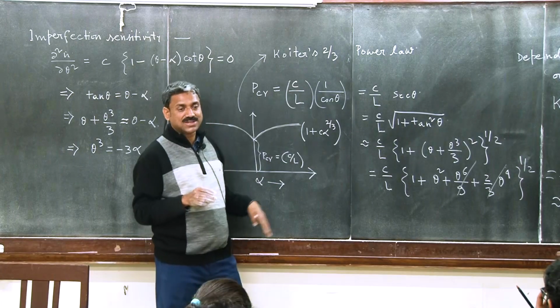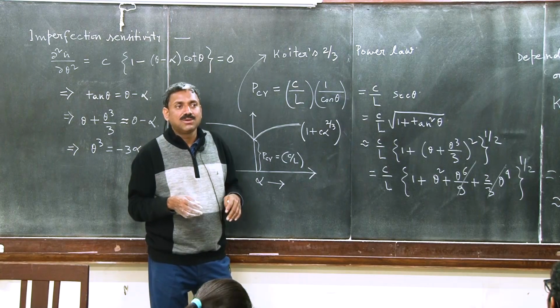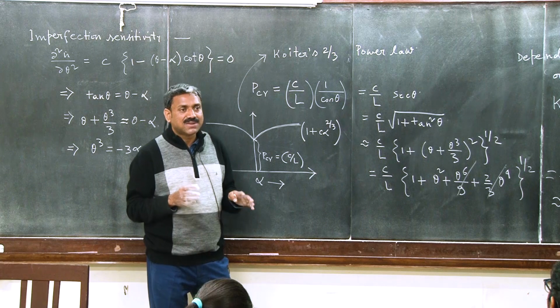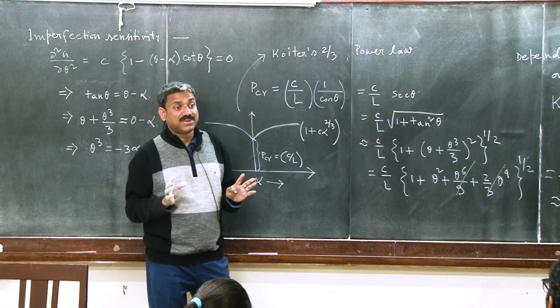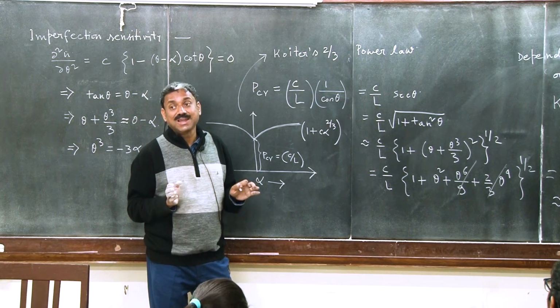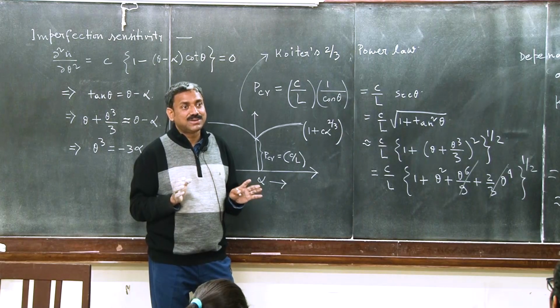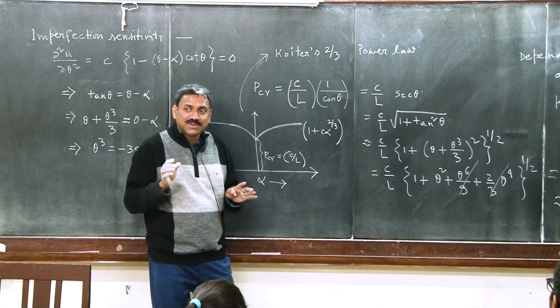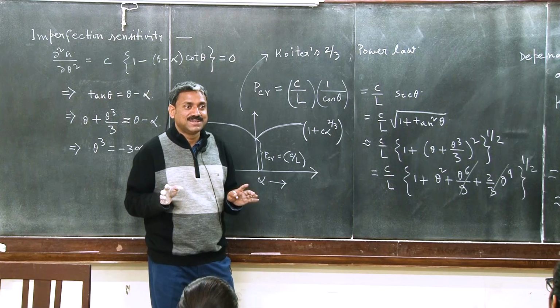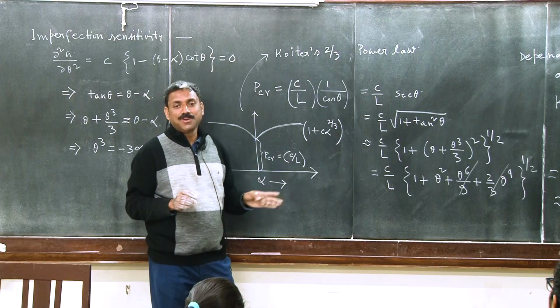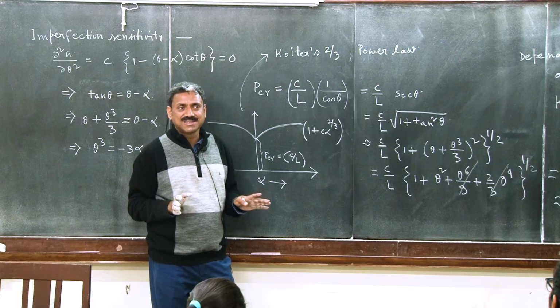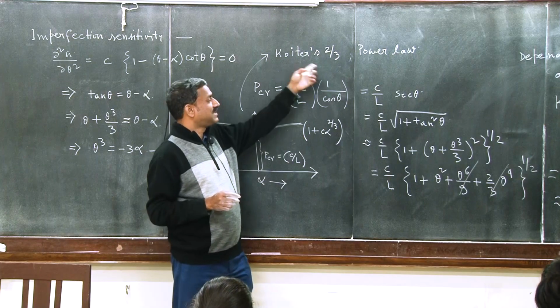So for this kind of structure, because the critical load increases with imperfection, it is referred to as not imperfection sensitive. When the critical load decreases with imperfection, that is called sensitive. But then there is mild sensitivity and worst sensitivity. Two-third power means mild sensitivity, and here it is insensitive because the load is increasing.